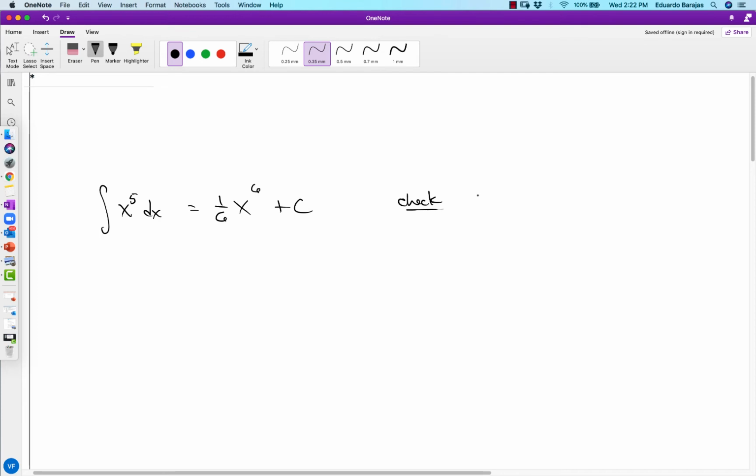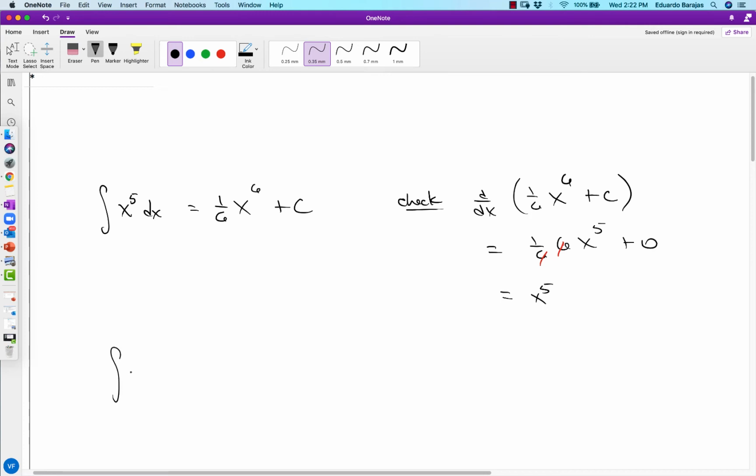Okay, so let's check it. The derivative with respect to x of 1/6 x to the 6th power plus some constant. Well, that's going to be equal to 1/6 times 6 x to the 5th plus 0. And then the 6 and the 1/6 cancel to give me exactly what I wanted, x to the power of 5. Good. All right, let's try the next one.